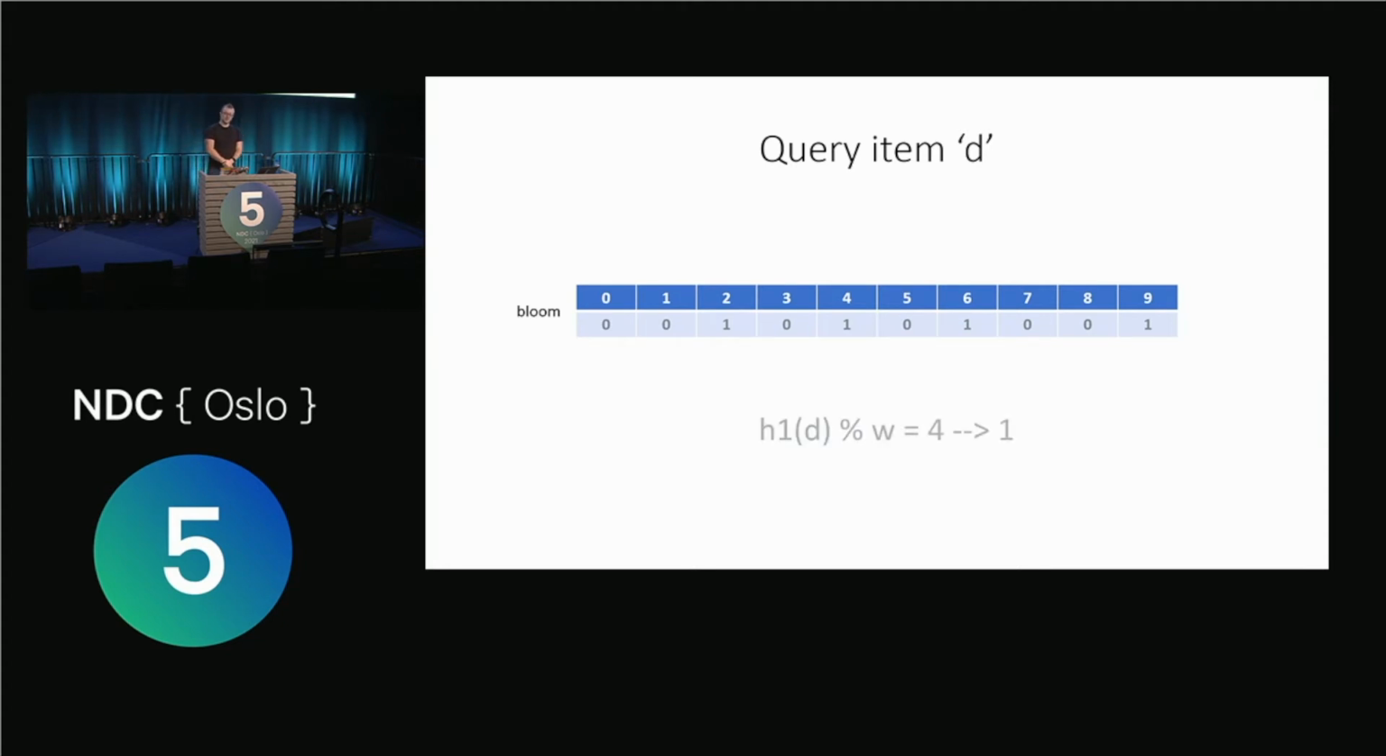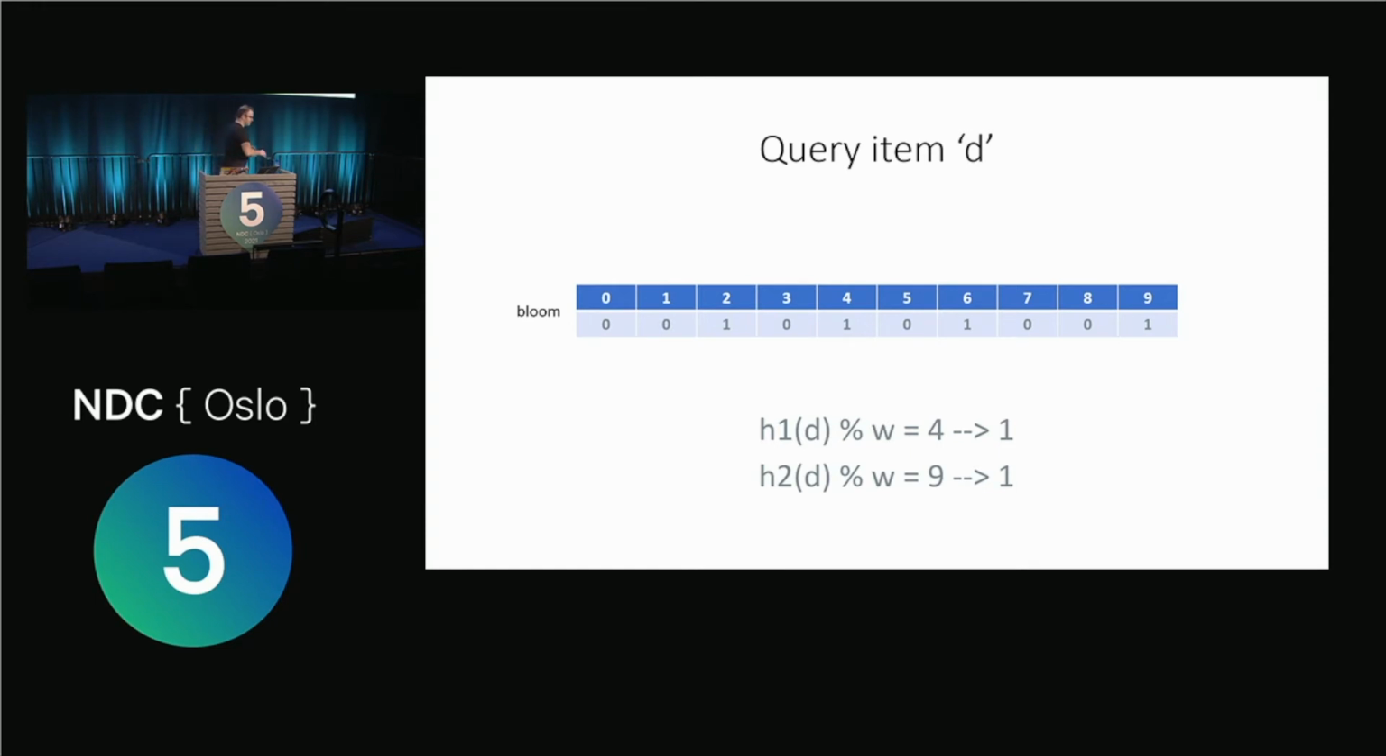We have not inserted item D. You've all been watching. So the first hash function gives me an index of 4. I'm going to look up the index at 4. The bit is set. The bit was set from earlier when we inserted item A. And then I'm going to take the second hash function. It gives me index 9. And I look up index 9, and the bit is set. The bit was set when we inserted item B.